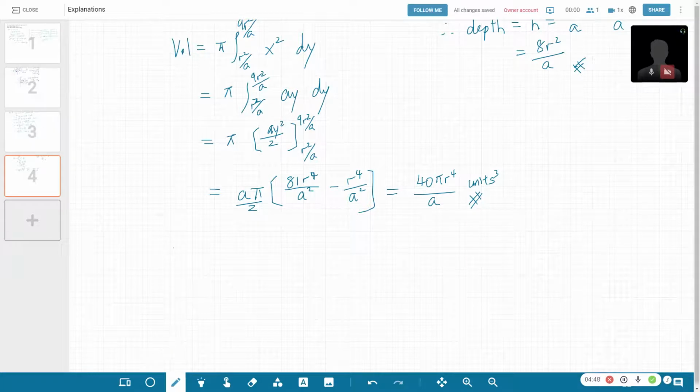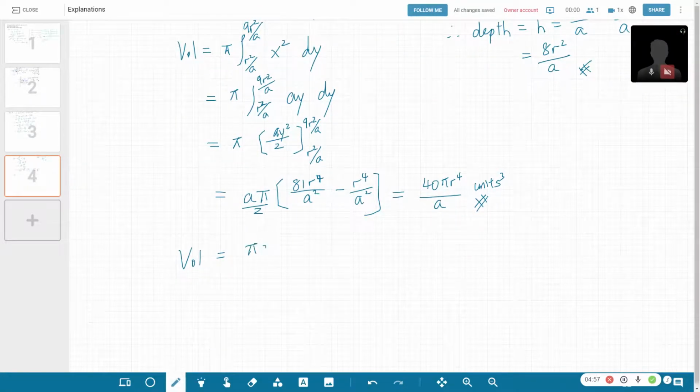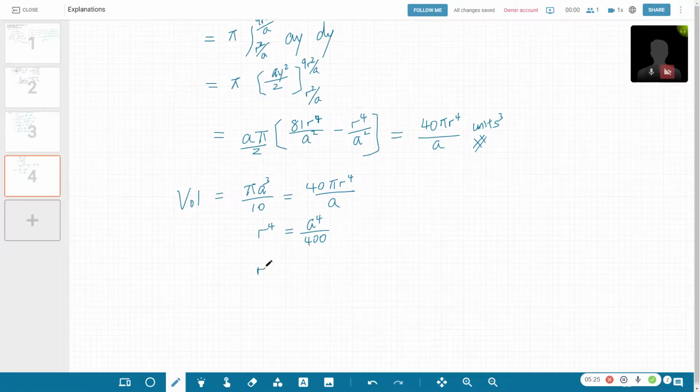So the volume pi a cubed over 10 is also equal to 40 pi r^4 over a. The pi will cancel out. We are left with r^4 equals, bring the 40 over, 1 over 400, a to the power 4 over 400. So this is pretty straightforward. r squared is just a squared over 20.